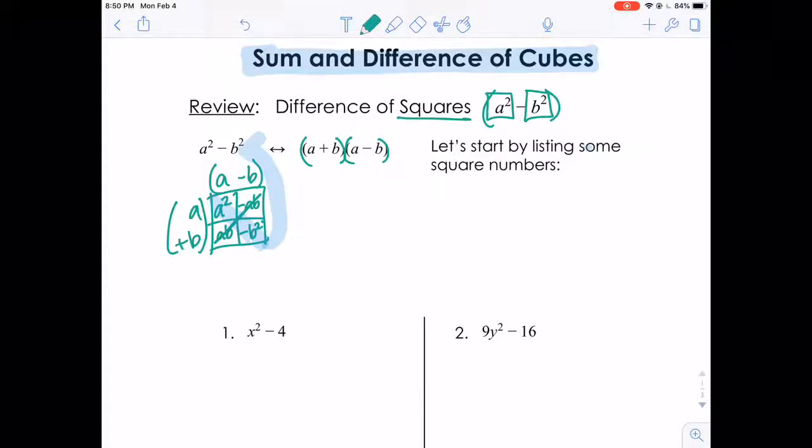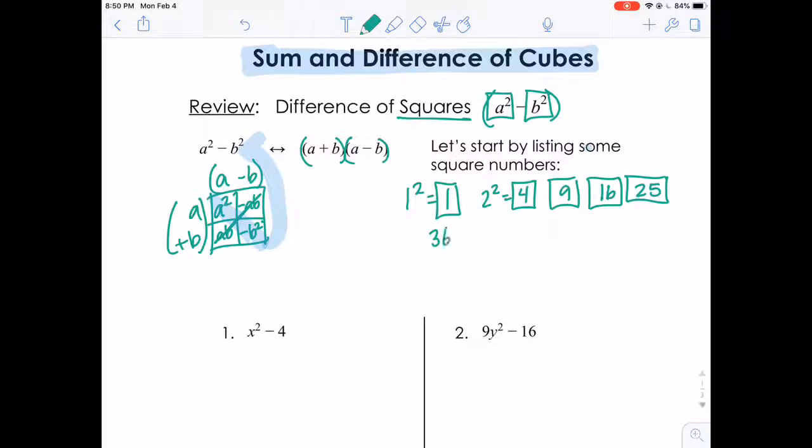Let's just start by listing some square numbers. So 1 squared would be 1, so 1 is a square number. 2 squared would be 4. 3 squared would be 9. 4 squared would be 16. 5 squared, 25. 6 squared is 36. 7 squared is 49. 8 squared is 64. 9 squared is 81. 10 squared is 100. 11 squared is 121.